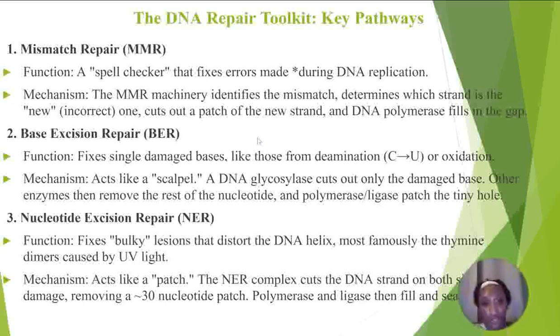The DNA repair toolkit has some key pathways. So mismatch repair, also known as MMR, is a spell checker that fixes errors made during DNA replication. The mechanism of MMR is to identify the mismatches, determine which strand is the new one or the incorrect one, cut out the patch of that new strand, and the DNA polymerase fills in the gap.